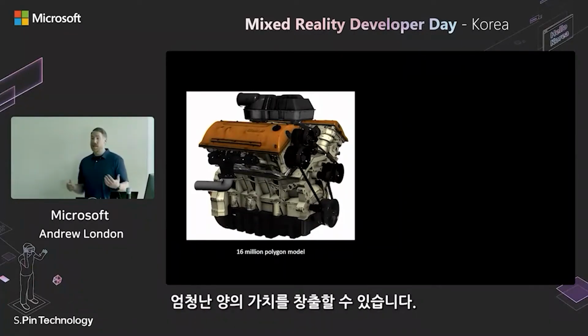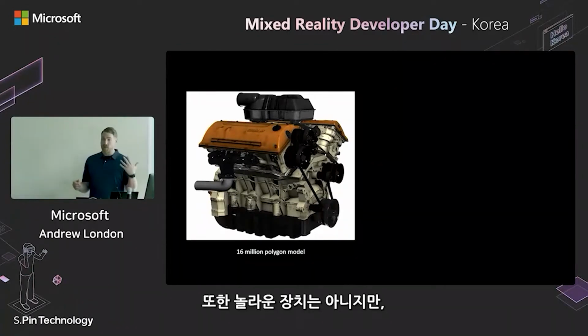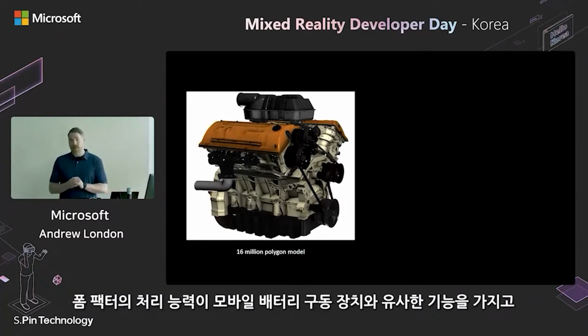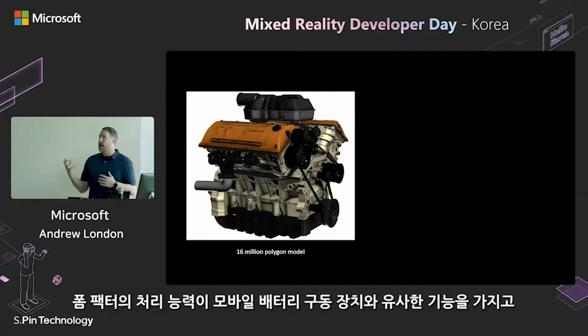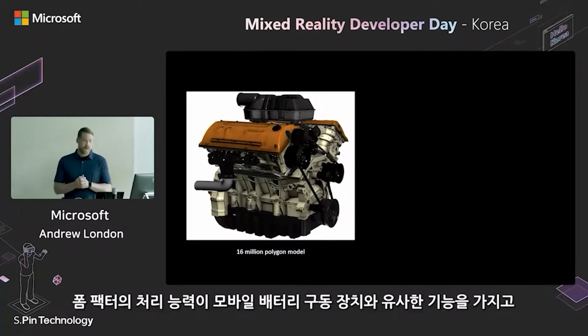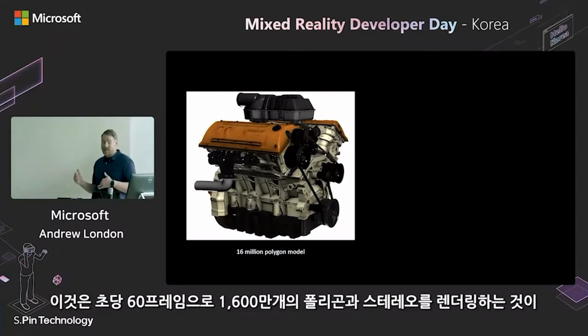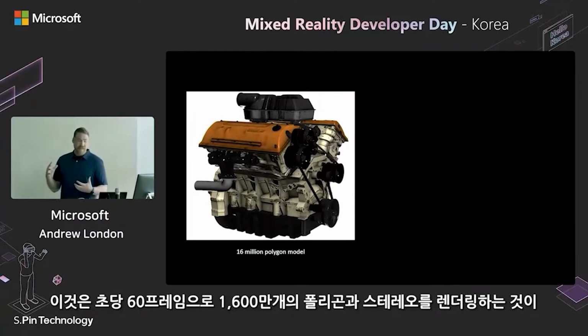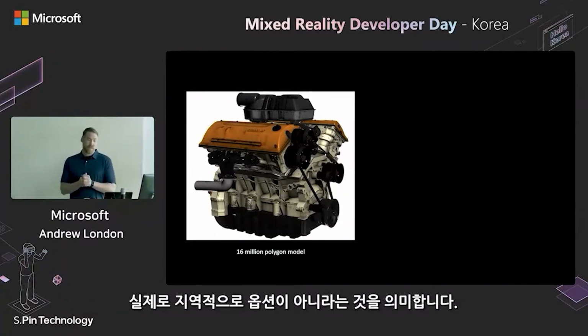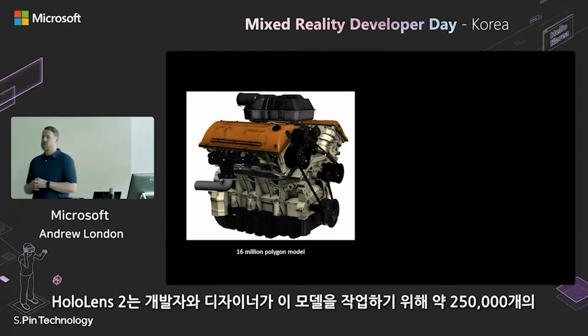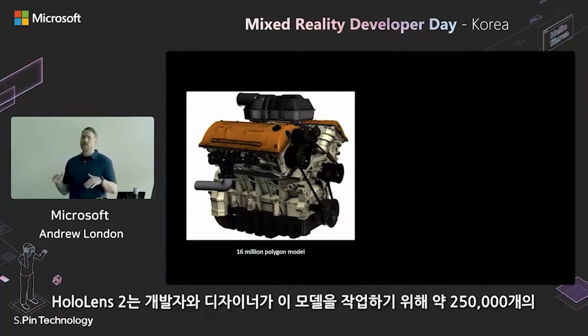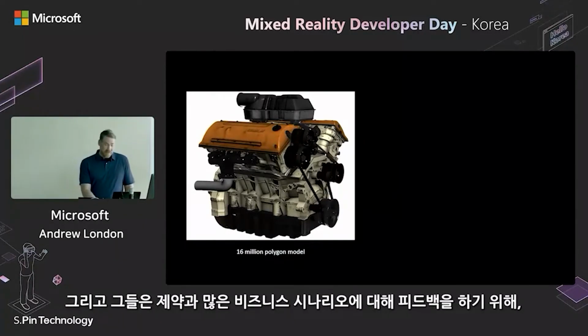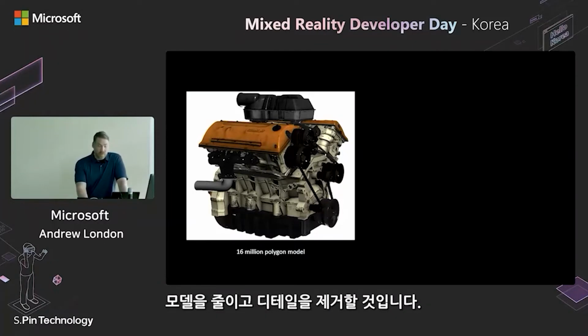And while the HoloLens 2 is an amazing device, it's limited in its form factor and its processing power. It has similar capabilities to a mobile battery-powered device. This means that rendering 16 million polygons in stereo at 60 frames per second isn't really an option. Locally, the HoloLens 2 can render about 250,000 polygons. To work around this, developers and designers would decimate the models, and they would remove details to fit that constraint.